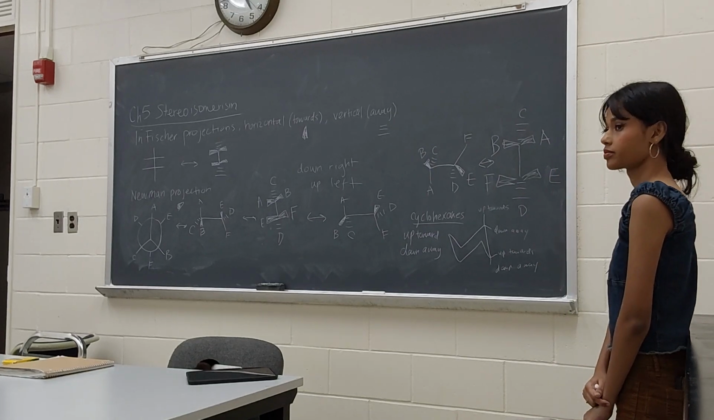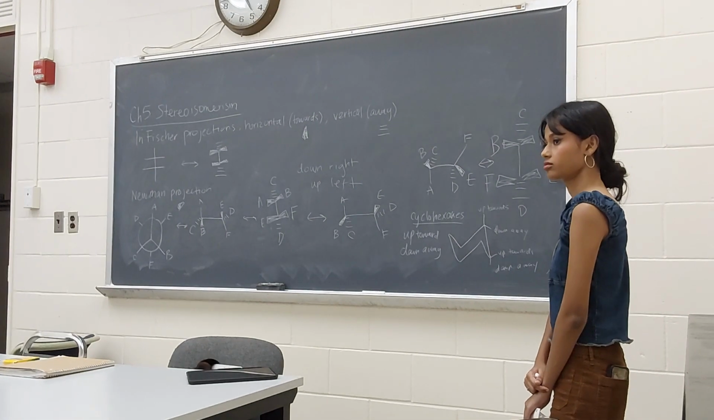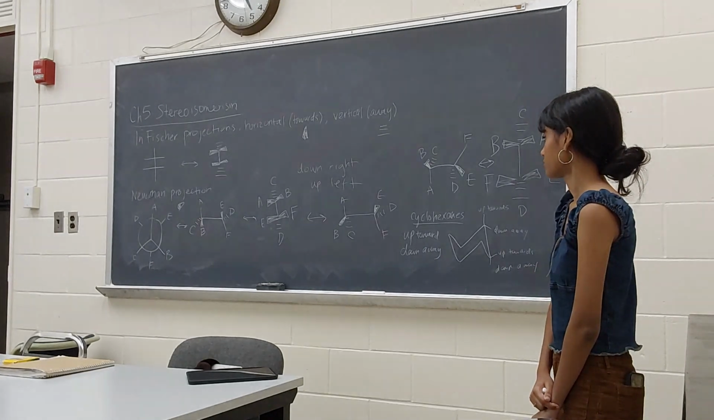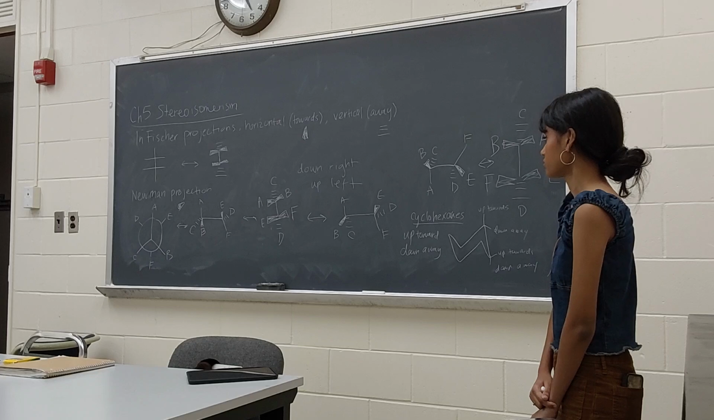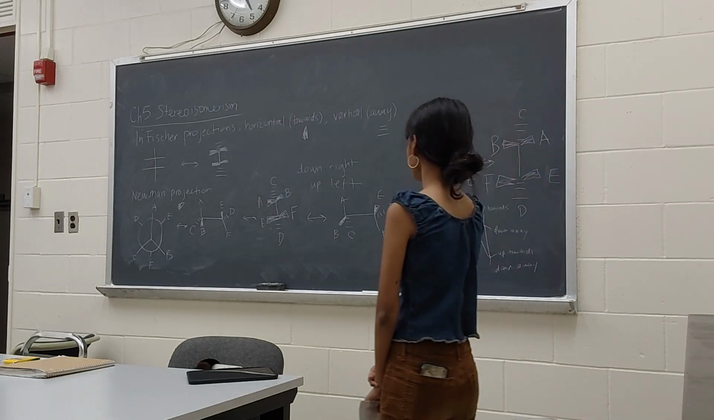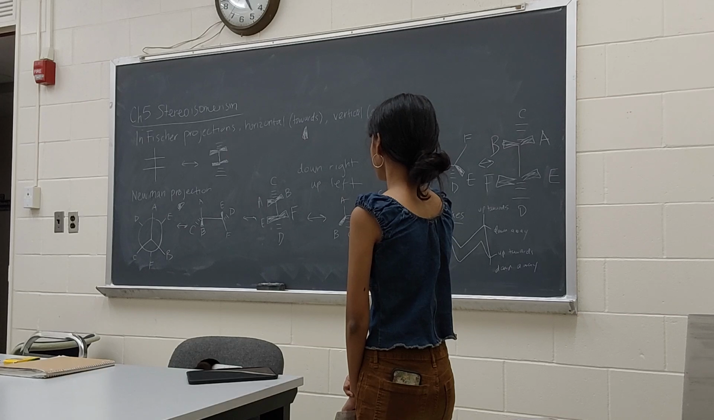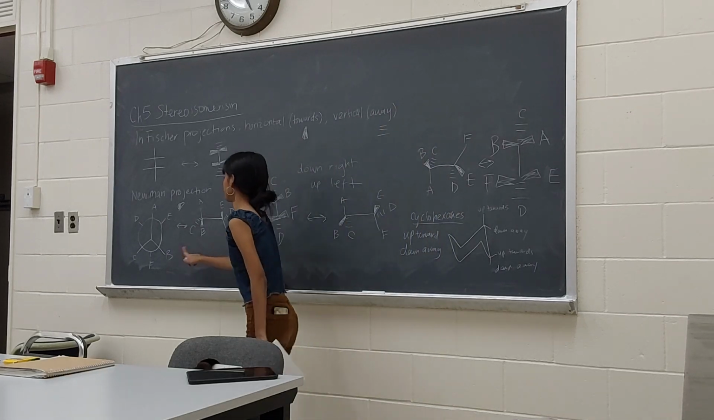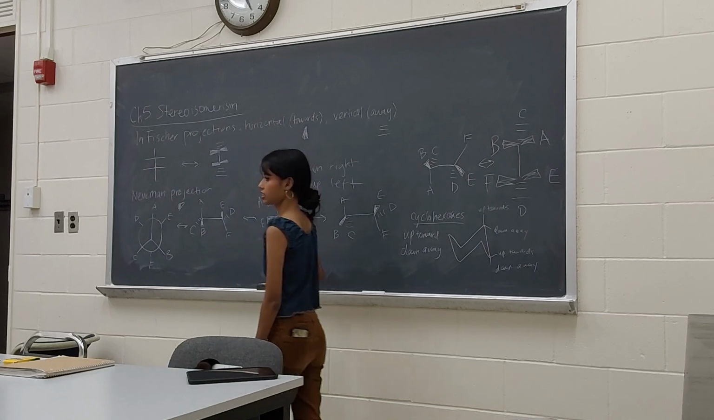Can you clarify that part again where we're going from the skeleton to the Fischer? So we said that the down would be on the left side and then everything up would be on the right side? Like from here to here. The second part? Yeah, from there to there.